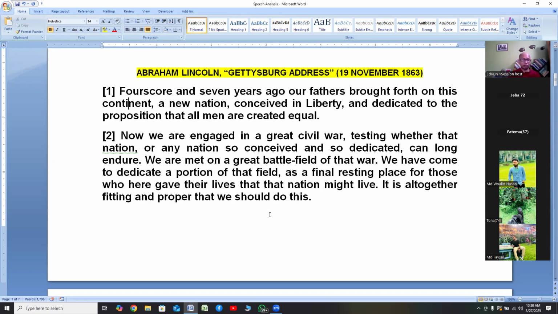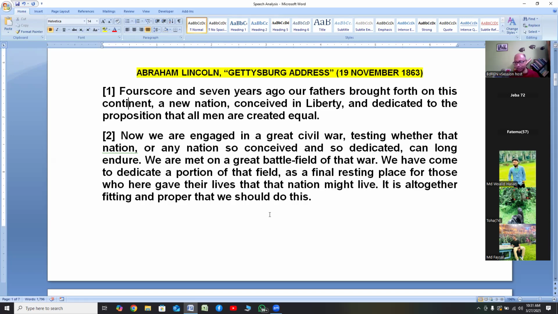So anyway, let me recite it for your sake, and then I will start analyzing this text. Four-score. Score means 20 years. Four-score means 4 into 20, 80. And 7. So 80 plus 7, 87 years ago. You know that America won freedom from British colonization in 1776.